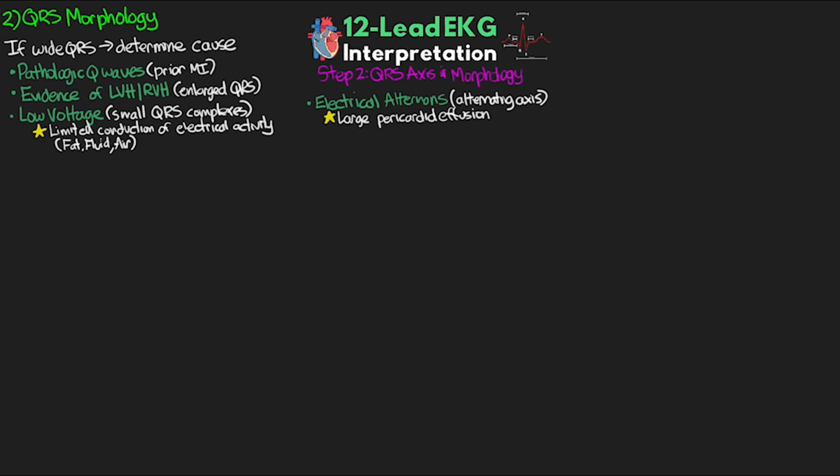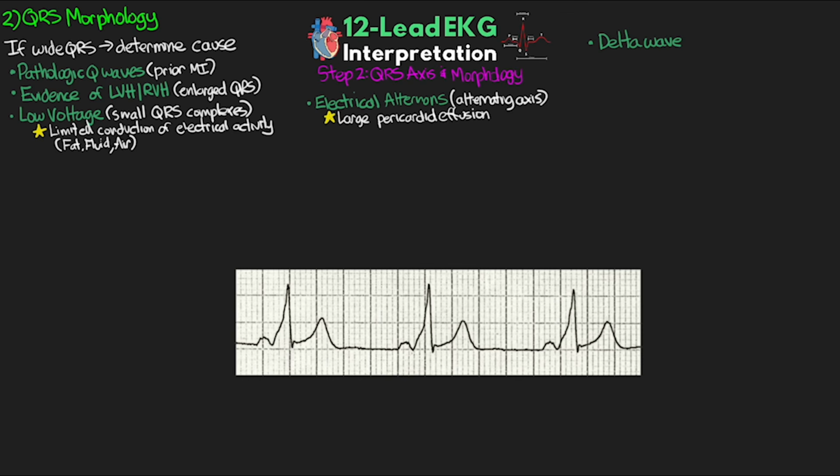And then finally, we want to look for the presence of something that we call a delta wave. So here's a good example of delta waves. As you can see with a clear example here, a delta wave is actually a slow, shallow upstroke of the QRS complex. Typically, this is going to lead to having a wide QRS complex and a short PR interval, both of which are present in the example that I've got for you here.